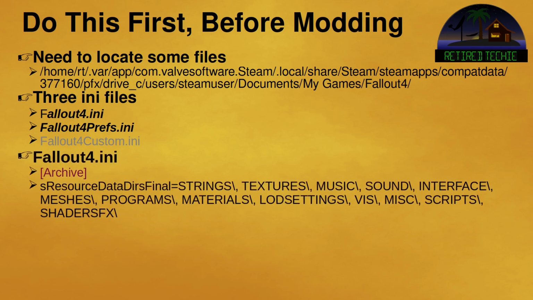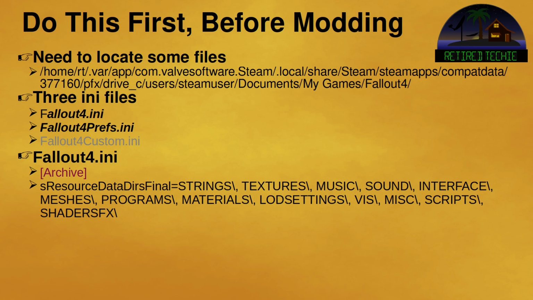In the first one, Fallout4.ini, you're going to find a section called Archive. If you open the file in a text editor and scroll through, in the Archive section there's going to be something called sResourceDataDirsFinal, and it'll be equal to nothing, or equal to strings. I've seen it both ways. This is basically telling your mods where to find their data. So you need to add the textures, the music, the sound, the meshes, the materials, all that stuff. It's all comma separated, and we're using forward slashes.